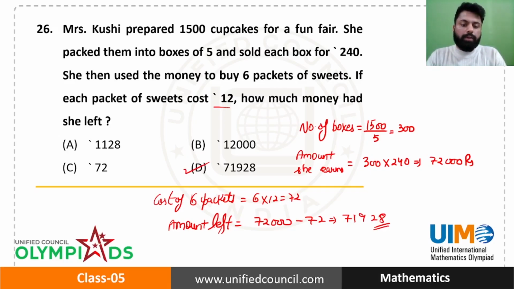But one more thing, we need to understand that over here this is 300. This is 1500 upon 5, that is 300. 300 multiplied by 240, this is the amount. Total cost of this is this much. So she is left with 71928. Yeah, that option is the correct answer.